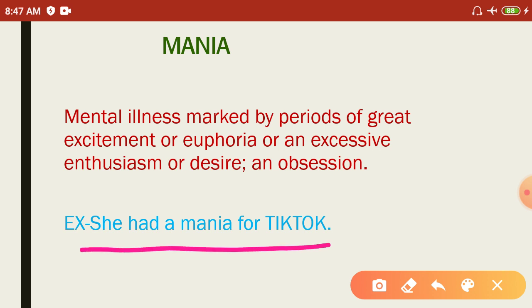She had a mania for TikTok. So she had a what? No, mania for TikTok. Mania means nothing else. As I have already told you, this is the mental illness or enthusiasm towards the software.